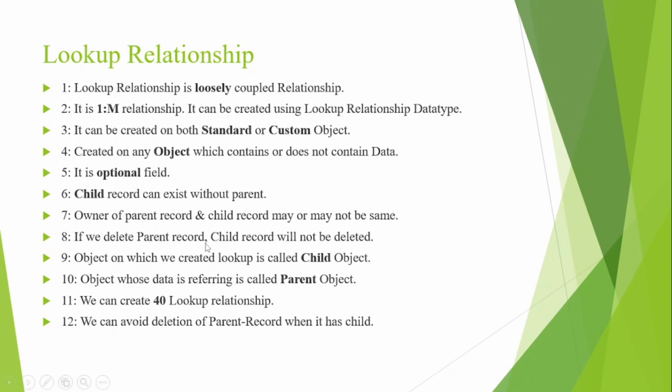If we delete the parent record, the child record will not be deleted. So if we are deleting the parent record, automatically the child record is not going to delete. But in case of master detail, if we are deleting the master record, automatically the child record is also getting deleted. The object on which we created lookup is called the child object. So the object at which we are creating the lookup relationship is called the child object. The object whose data is referred to is called the parent object.